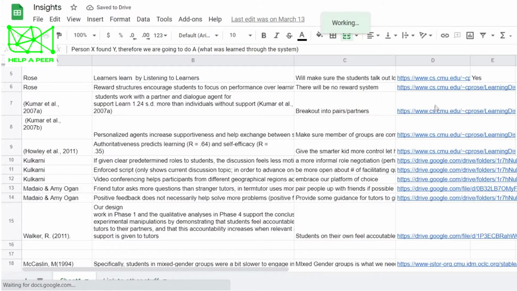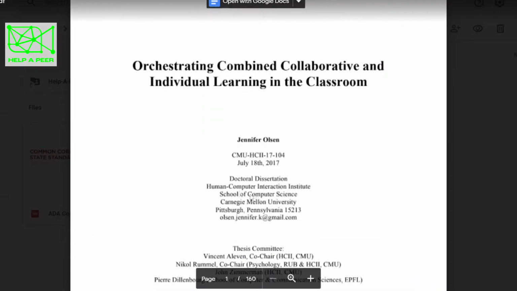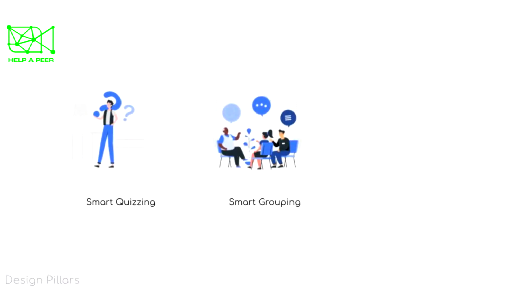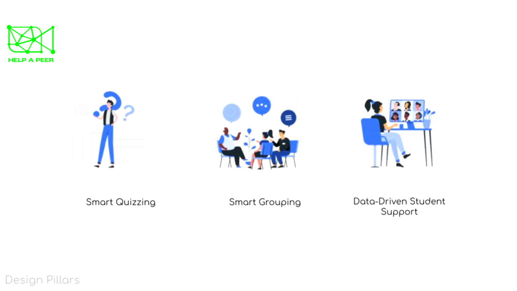We consulted with CMU researchers and teachers about what would be pedagogically effective and what would make their lives easier. We then came up with our design pillars: smart quizzing, smart grouping, and data-driven student support, which we then ran with teachers to get their feedback.